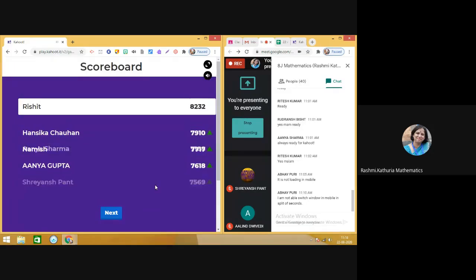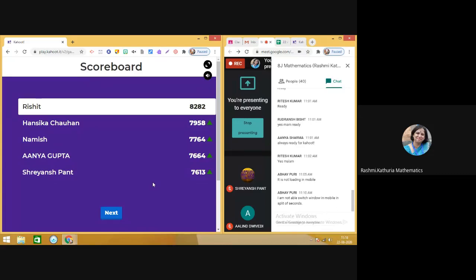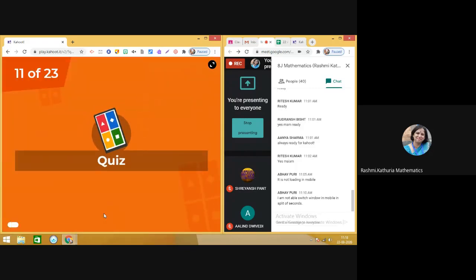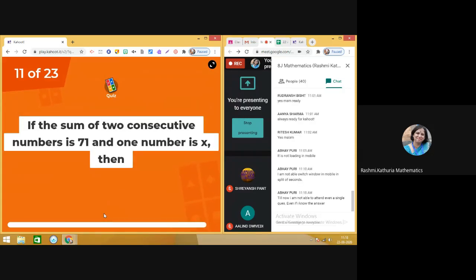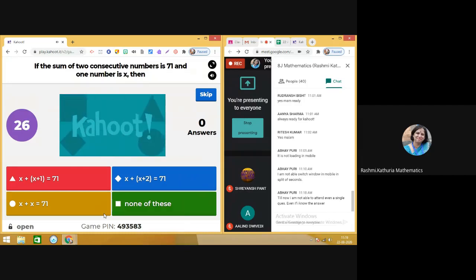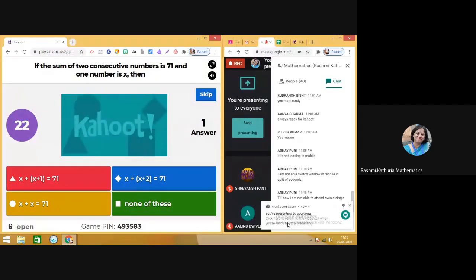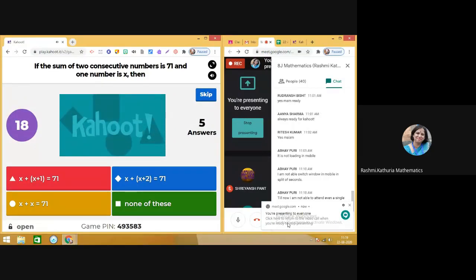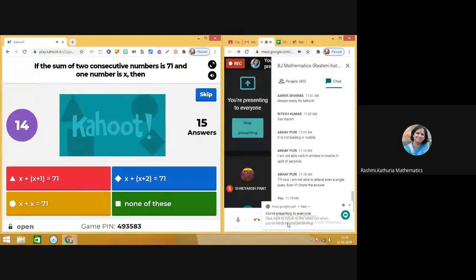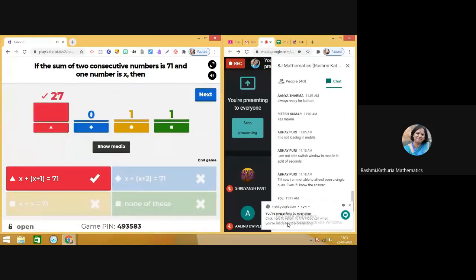Moving on to the next, and see, there is a change in the leaderboard. Rishit, Hansika, Namish, Anya Gupta and Shreyansh Pant. Well done. Keep moving. I'm now showing the next question. Question number 11. If the sum of two consecutive numbers is 71 and one number is x, wonderful. So the equation will be x plus x plus 1 equals 71.